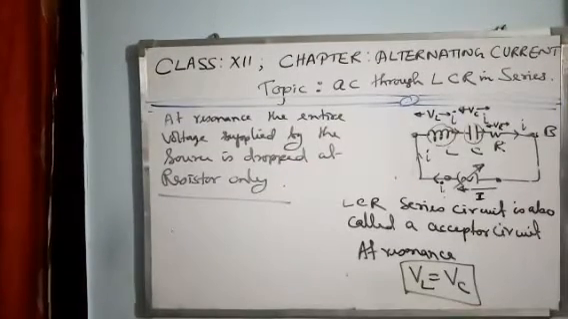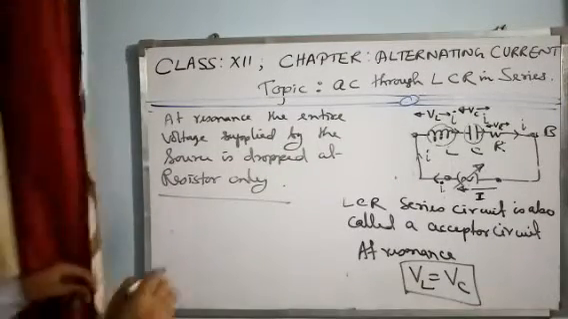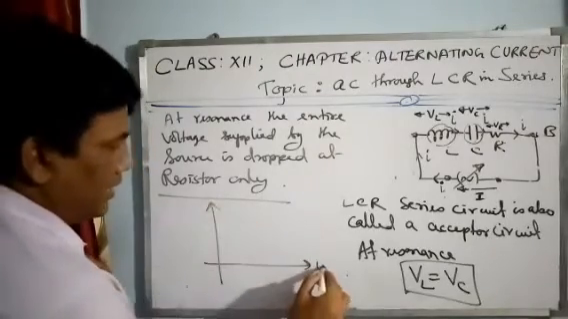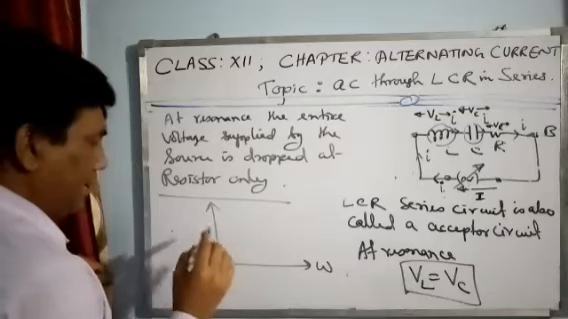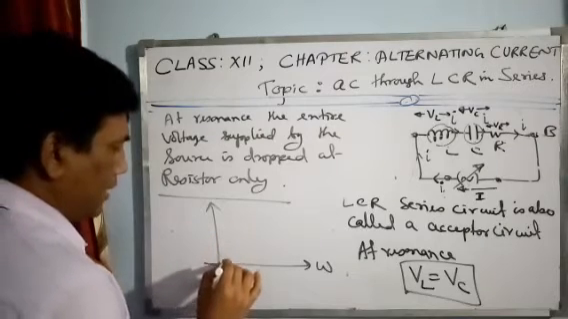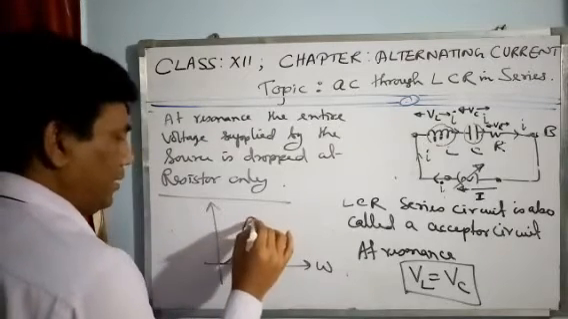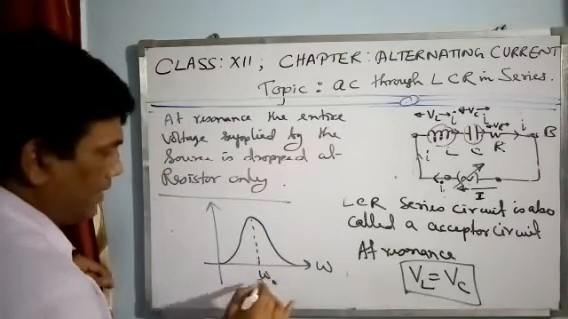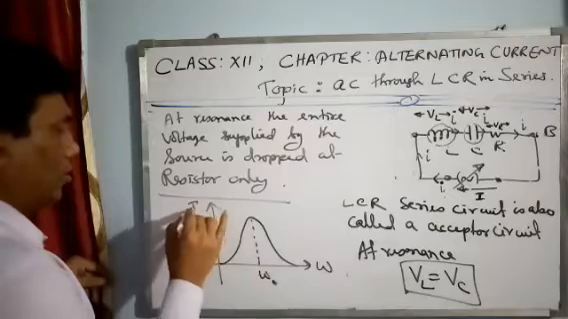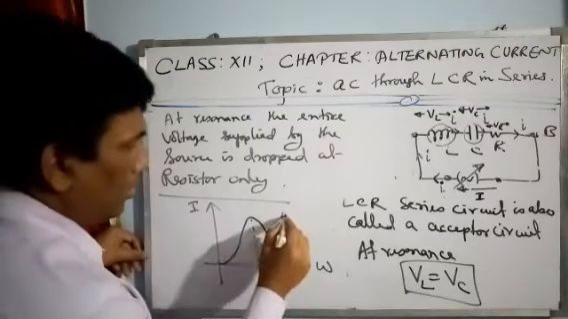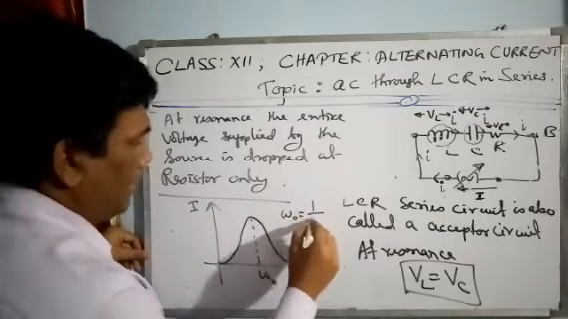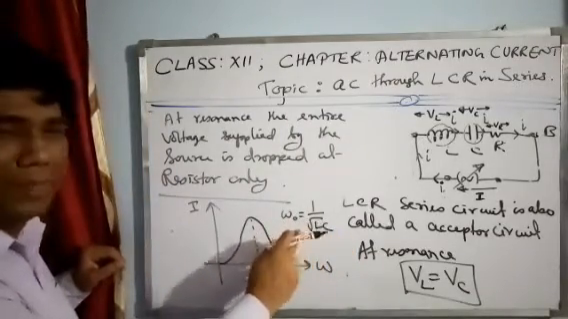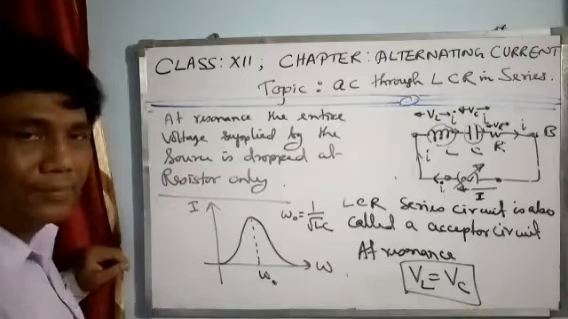Very nice. Or if you want to draw a graph, you can draw this also. Say you are increasing the frequency, then what will happen? Current gradually increases to a maximum value, then again decreases. And when the current is maximum, it is at omega naught. And what is omega naught? It is nothing but 1 by under root LC. You can write it as f naught also, then you have to multiply by 2 pi.